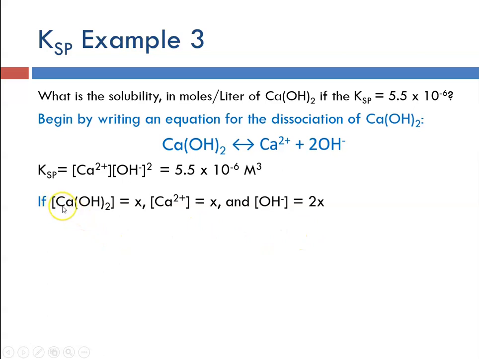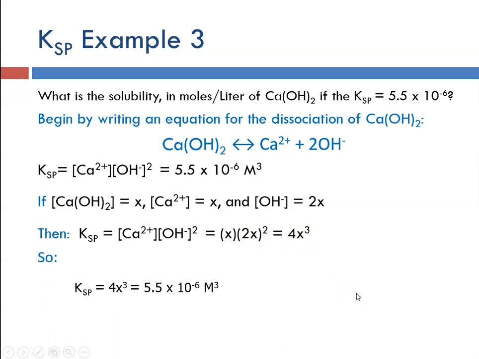So if the calcium hydroxide is equal to X, then calcium ions would also be X. You get the same number of moles of calcium ions as you have calcium hydroxide, and hydroxide ions would be twice that, so 2X. So here's our KSP expression. KSP is calcium ions times hydroxide ions squared. We're going to use our values here that we figured out for concentration. So calcium is X, hydroxide is 2X, and hydroxide gets squared. So X times 2X squared would be 4X cubed. So now, KSP is 4X cubed, which is equal to 5.5 times 10 to the minus 6 molarity cubed.